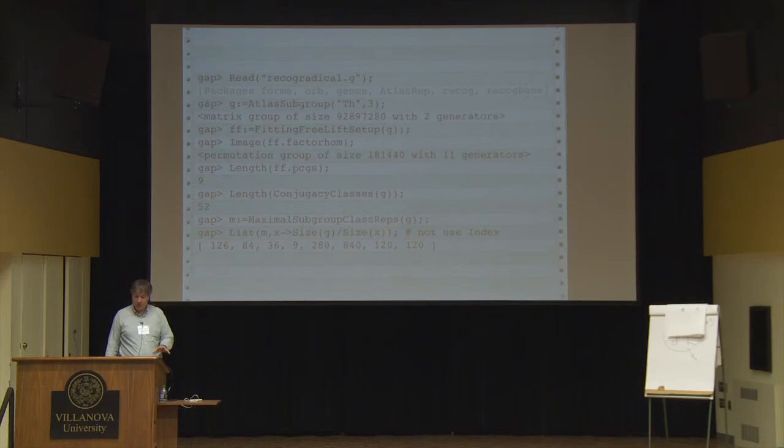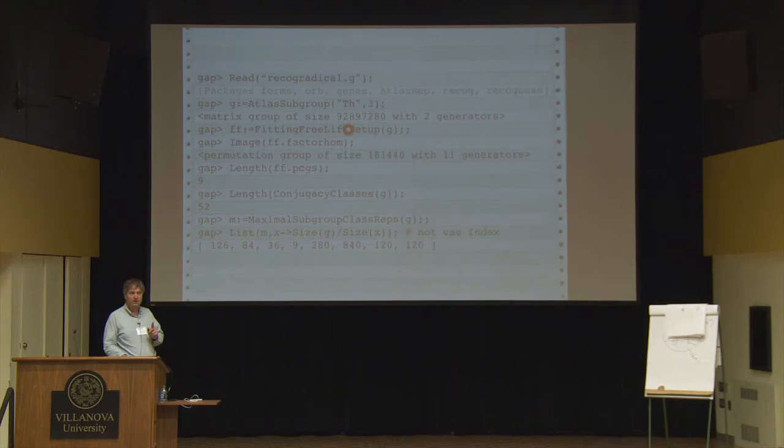It will print all kinds of debug information. This is the function RECOG radical, and it will need tons of packages to load. You really need to have all of them, otherwise it doesn't work. But let me show you this example. I'm taking the third maximal subgroup of the Thompson group. These are 248 by 248 matrices.